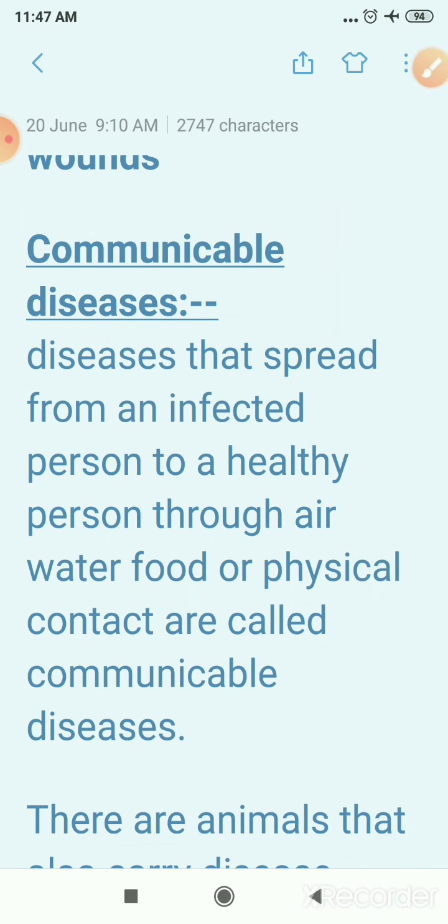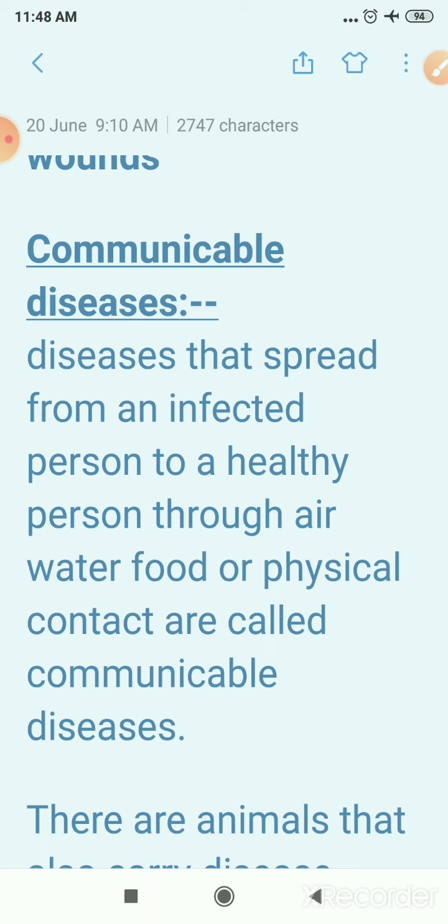Disease that is spread from an infected person to a healthy person. Earlier we discussed how disease-causing microorganisms enter our body. The disease that is spread from an infected person to a healthy person through air, food, water, or by physical contact are called communicable diseases.